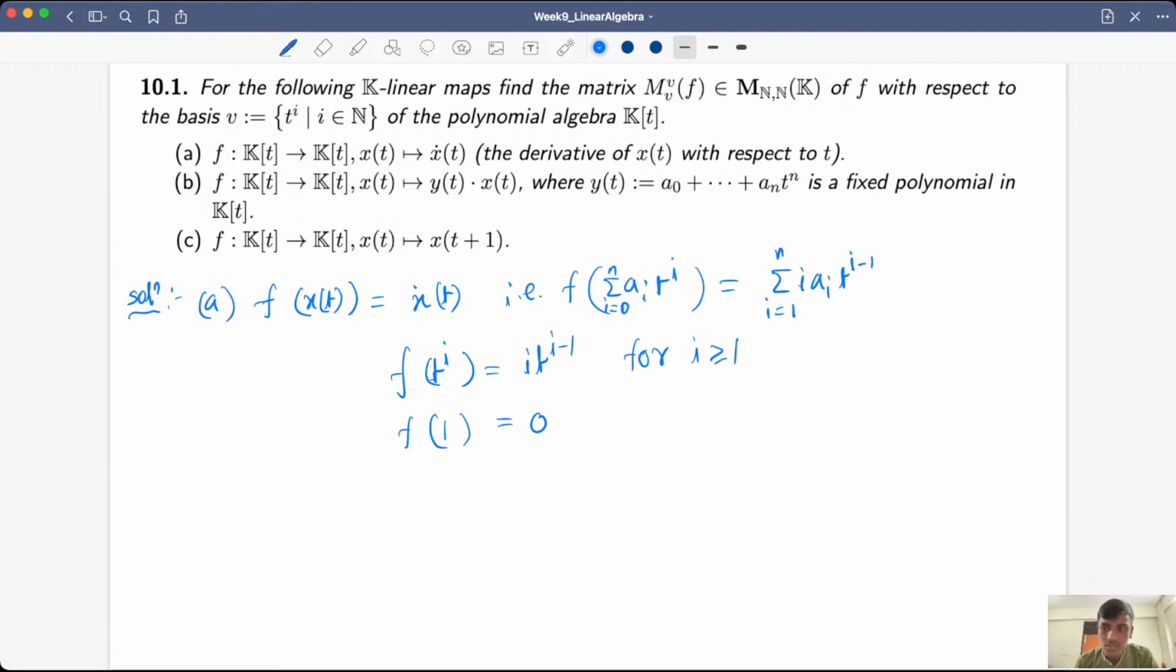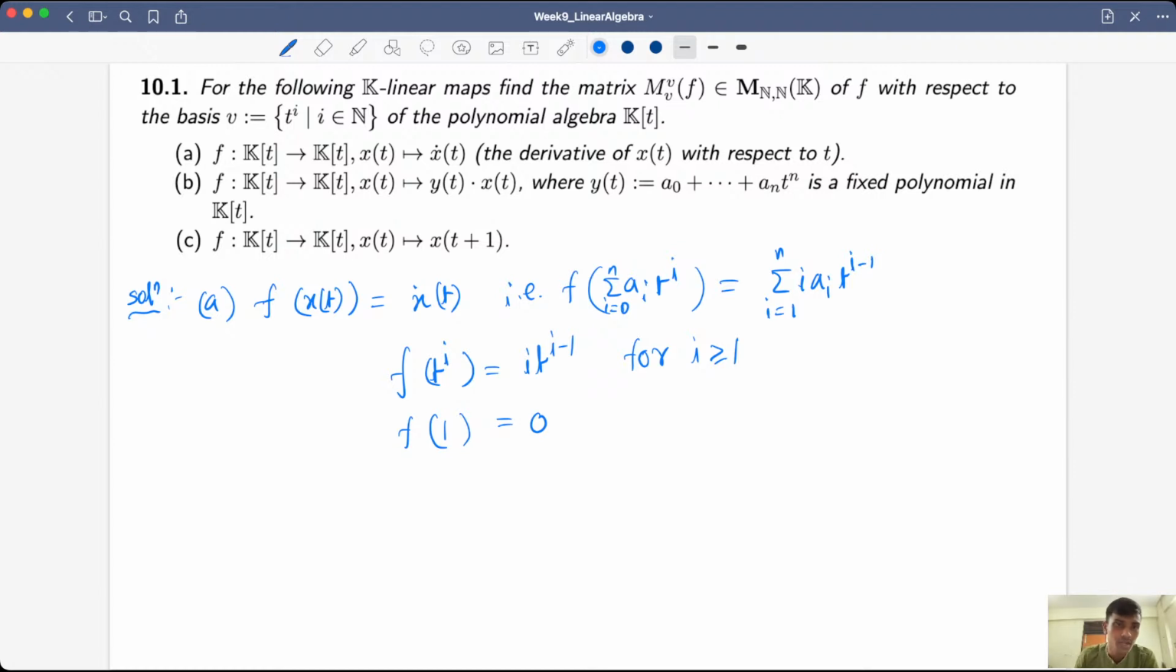So now if I write this in the basis vectors, this is just the i minus 1th basis vector, like t power i minus 1, that has the coefficient i, and everything else is 0, and for 1 everything is 0.